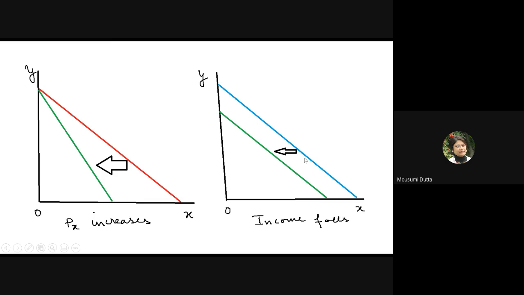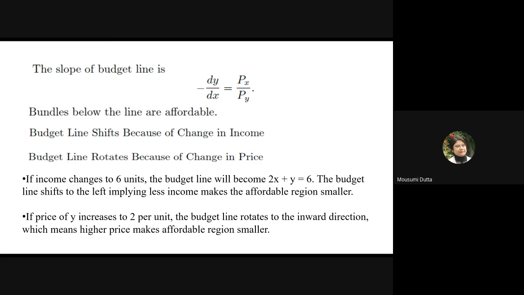If income falls, it will shift to the leftward direction. If income increases, it will shift to the rightward direction. Okay, so today I'll consider the similar idea. However, I am starting with this point.